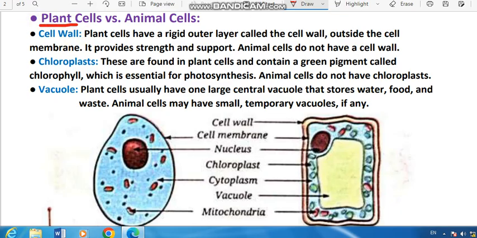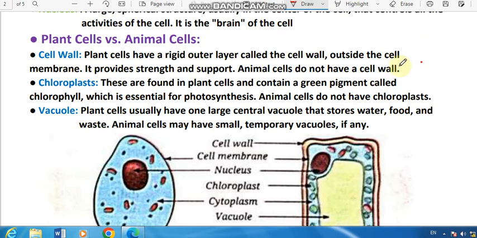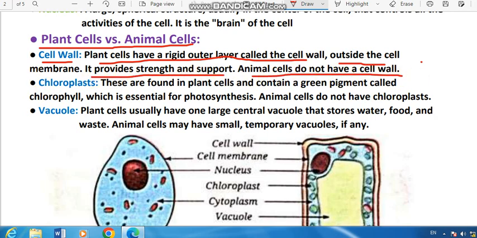Topic: plant cells versus animal cells. First, cell wall. Plant cells have a rigid outer layer called the cell wall outside the cell membrane. It provides strength and support. Animal cells do not have a cell wall.